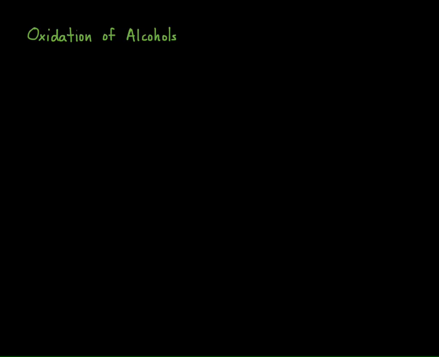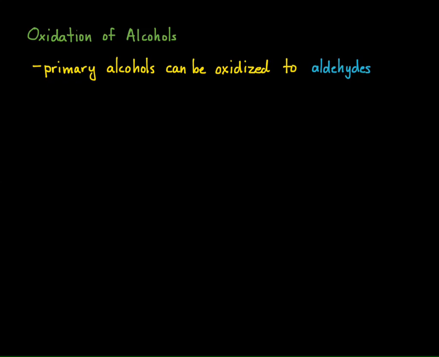Now that we've seen how we can make alcohols from organometallic reagents, in this video we're going to look at how we can oxidize those alcohols. And we're going to start with primary alcohols and see that we can oxidize primary alcohols to either aldehydes or carboxylic acids. So notice we have already seen that we can take an aldehyde and reduce it to a primary alcohol. Now we're going to see that we could take a primary alcohol and oxidize it to an aldehyde.